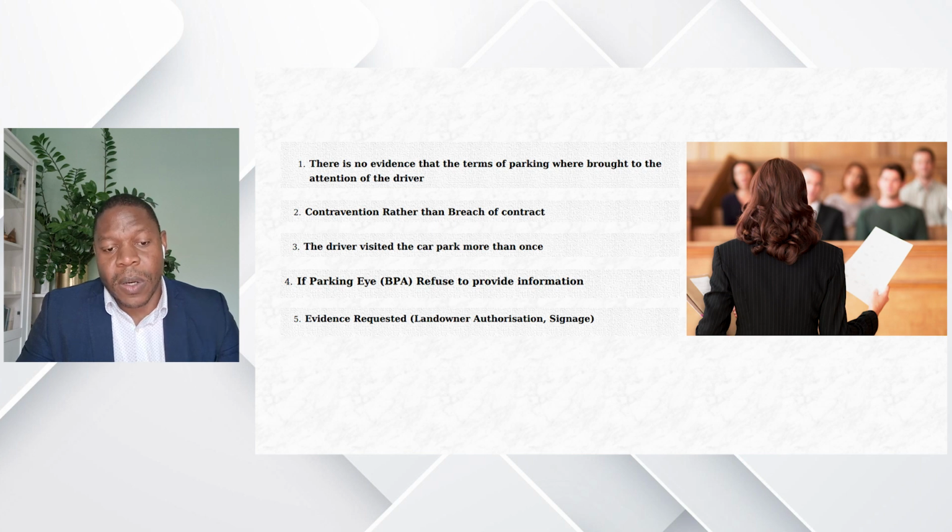The other point is evidence requested, asking the parking company to provide evidence, for example, landowner authorization or copies of the signage. The reason why you ask for evidence at this stage, on the first stage of the appeal, is because you want to see what evidence they have, just in case the appeal goes to POPLA, you can make some comments about the poor signage or that the contract is not valid.